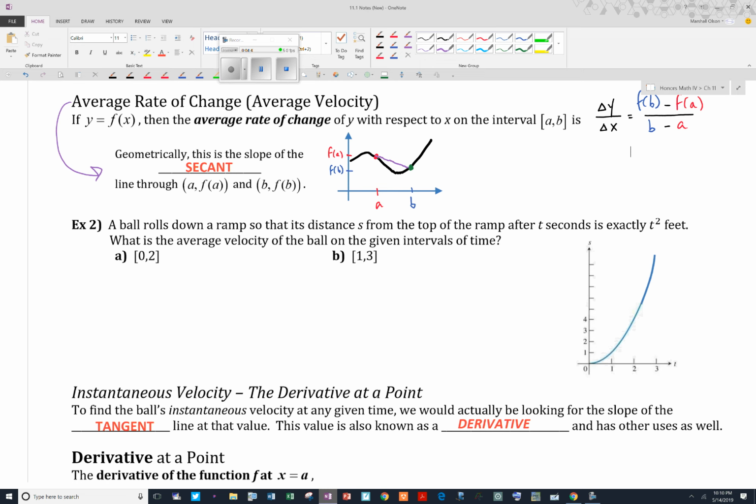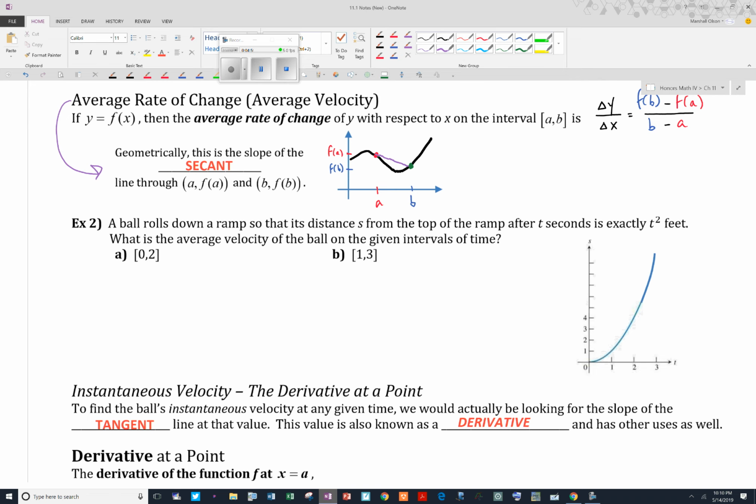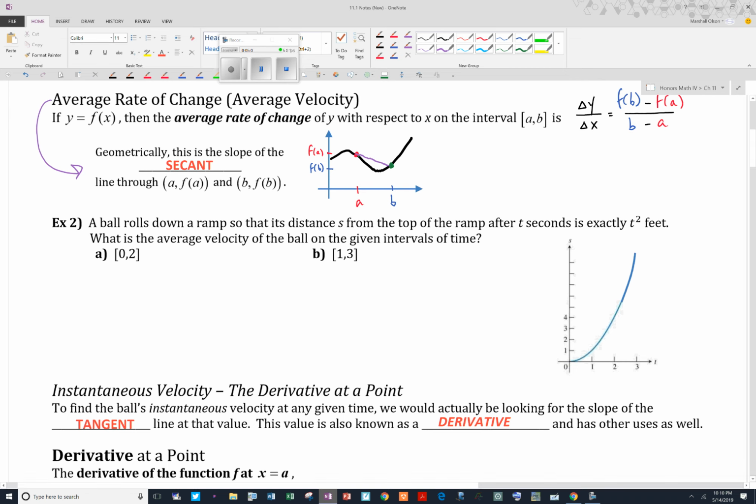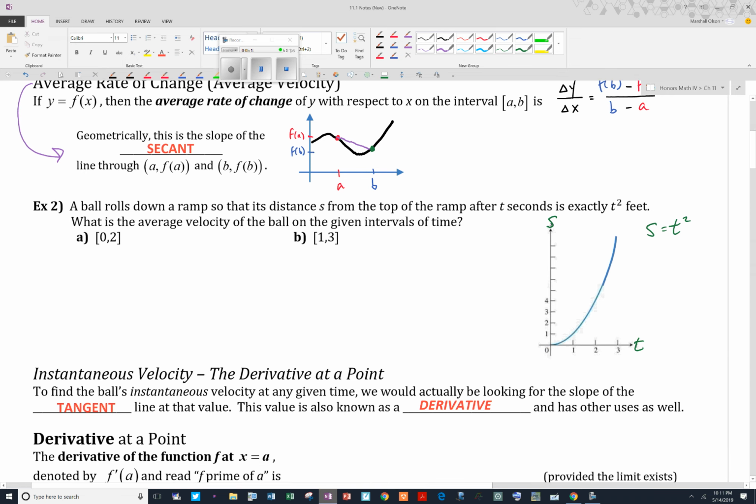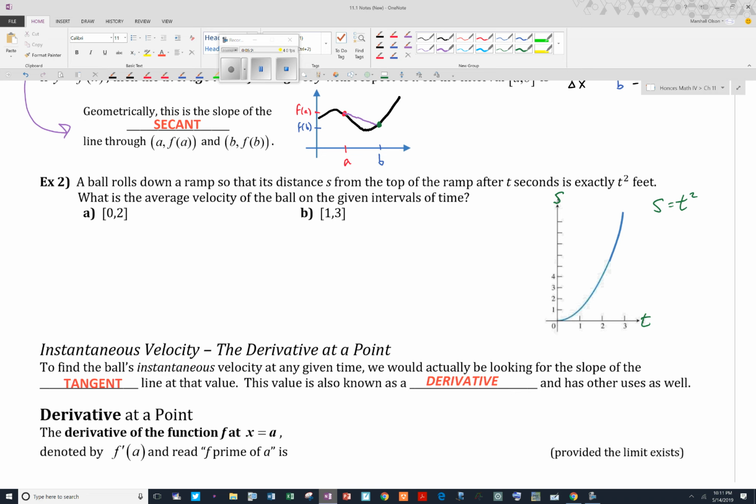Okay, before we get there though, let's use that formula to find a couple of average rates of change here. It says a ball rolls down a ramp, and its distance s from the top of the ramp after t seconds is exactly t squared feet. So s equals t squared. S is the position, and T is time, and the position is always equal to time squared. So that's basically our function.